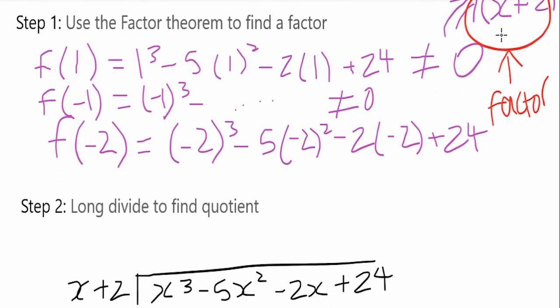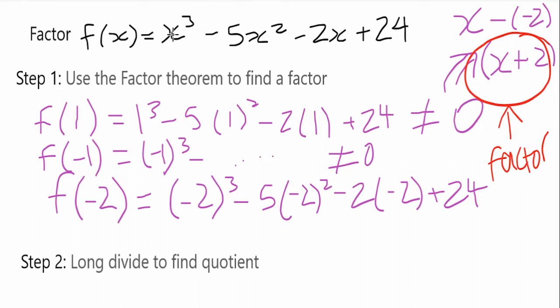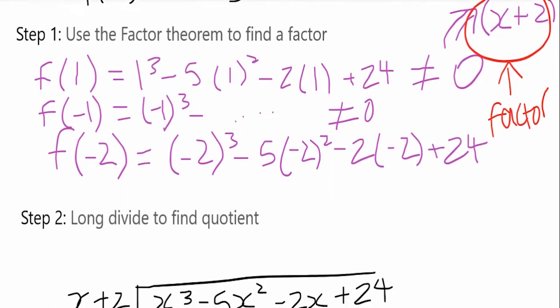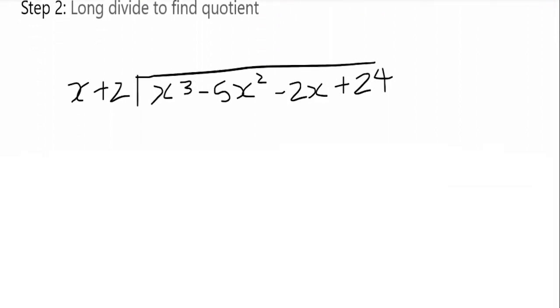Now you want to take that x plus 2 and long divide it. So you want to divide the function that you were given, x cubed minus 5x squared minus 2x plus 24, by x plus 2. Okay, so let's try it out. So we have x squared here. If you don't know how to long divide, I have a video on that, so go check it out. I'll leave it down below, but we'll just go through it real quick.